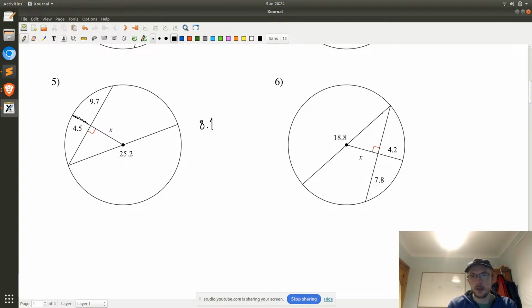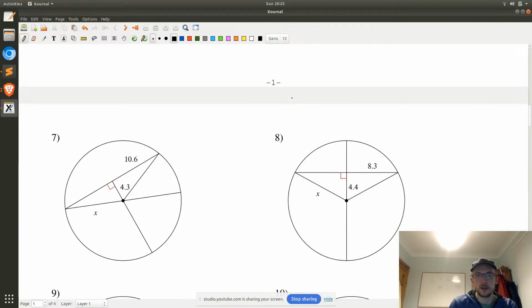The diameter is 18.8. Half that is 9.4. Then subtract this 4.2 from 9.4, and you get 5.2. And that should be what x is. And we check, and that's correct, and that's good.